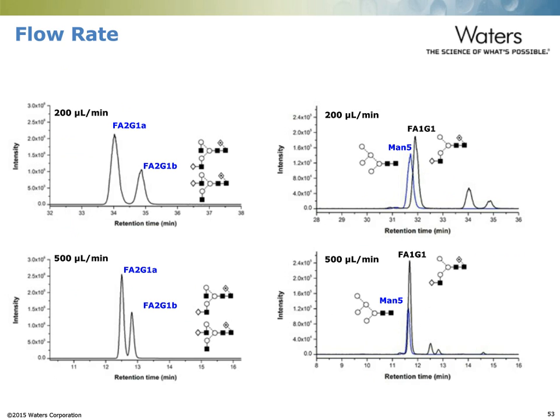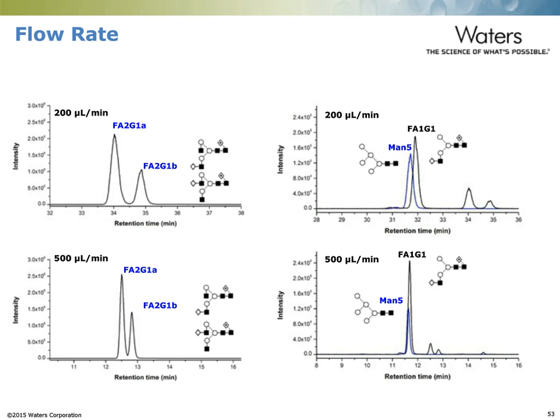If you look at the impact of flow rate on 2 different critical pairs, one being the isomers of the FA2G1, you can see at a lower flow rate we're getting a better resolution of those 2 isomers. And with decreasing flow rate, we're slightly improving the resolution of mannose, MAN5, from the FA1G1.